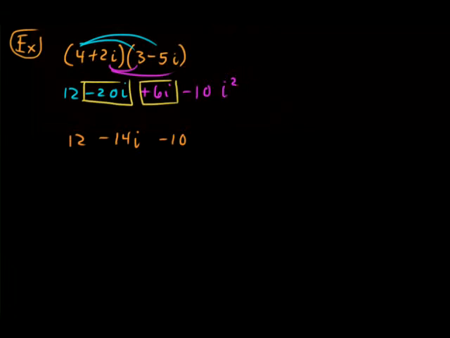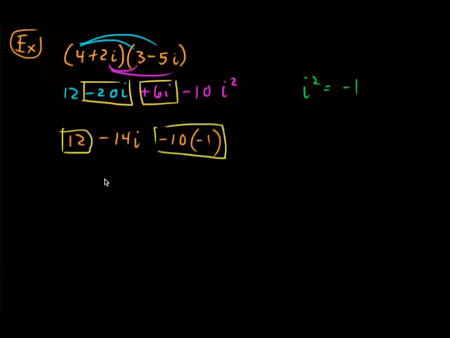What is i squared equal to again? Negative 1. Right, i squared equals negative 1. So negative 10 times i squared, right, it's negative 1. That's positive 10. Woohoo! Right, Everett. So I can combine that, because that's a real number, I can combine that over here. So 12 plus 10 is going to be 22 minus 14i. And there's my answer. Not bad.